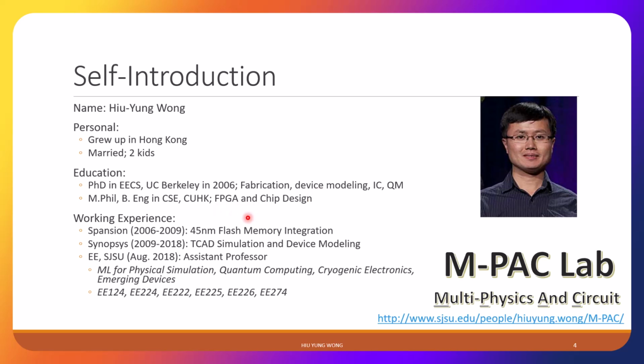And before that, I worked on FPGA and chip design. I worked in Spansion for about 3 years on 45 nanometer flash memory integration. Flash memory is something you use now on your thumb drive, right? And Spansion actually was a very good company. It was a joint venture between AMD and Fujitsu. If you know the history, AMD was very good in non-volatile memory.